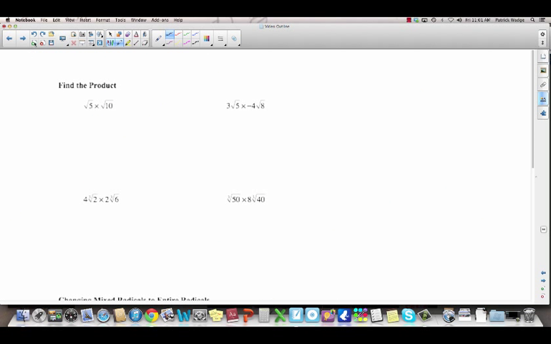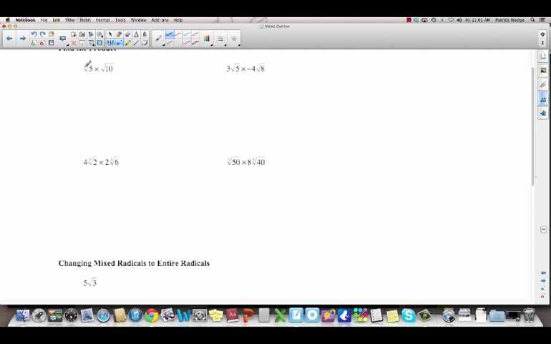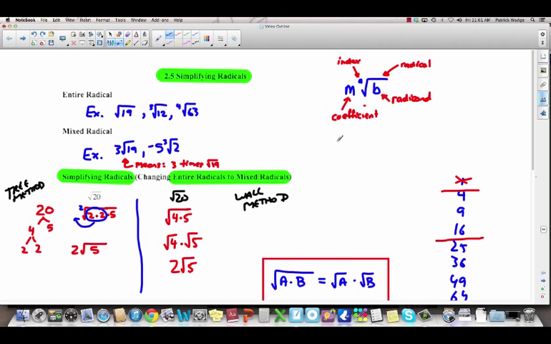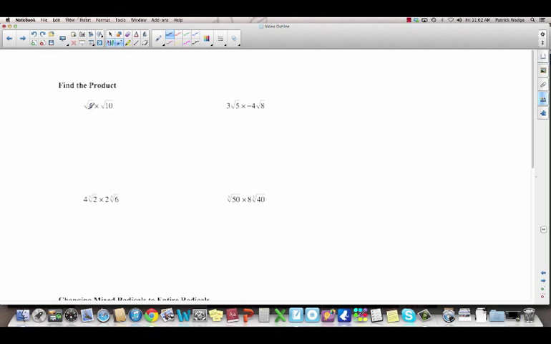Alright, next page. Now what we're going to do is find some products. In order to do this, root 5 times root 10, look back here and you'll see that if you look on the right side first and then the left side, do you see that root a times root b equals root ab? You just have to multiply the two things in the radical sign. So in other words, if we have root 5 times root 10, guess what that equals? That equals root 50. Great.